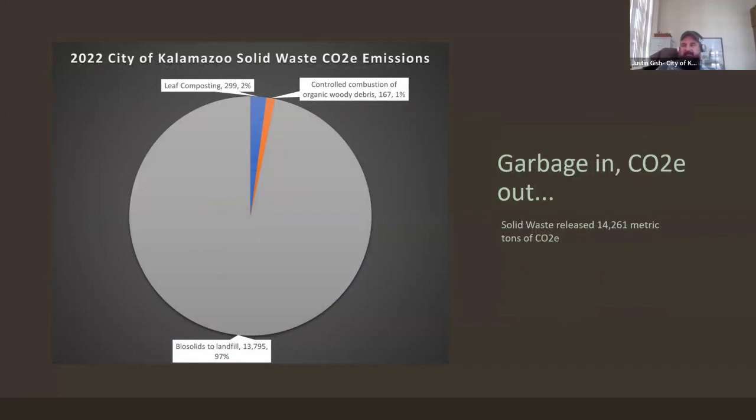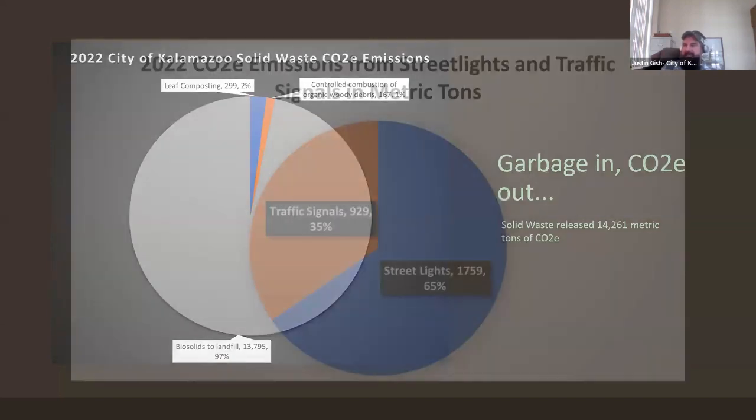For the solid waste, it's biosolids essentially. So right now, all of the biosolids treated in Kalamazoo end up going to a landfill where they sit and create methane. So that's where that number comes from. Leaf composting, 2%. Again, composting is always going to release some CO2. CO2 should be in the atmosphere; without it, we couldn't live. We're just producing way too much. And then again, the controlled combustion of organic woody debris. That's where we have a little bonfire every year.